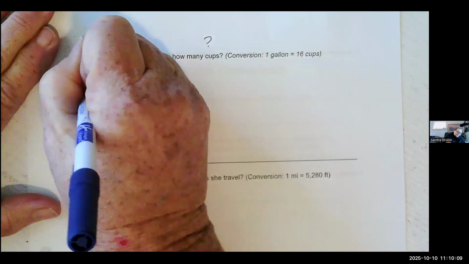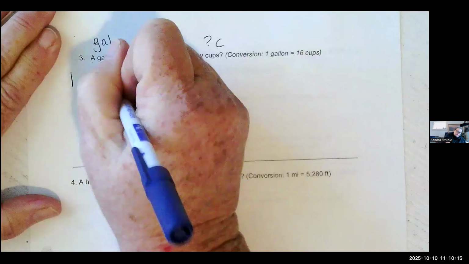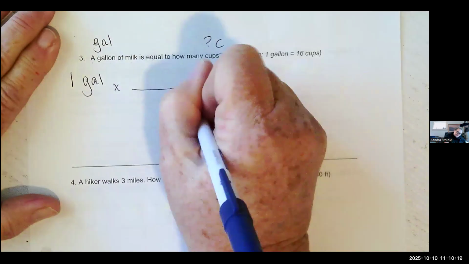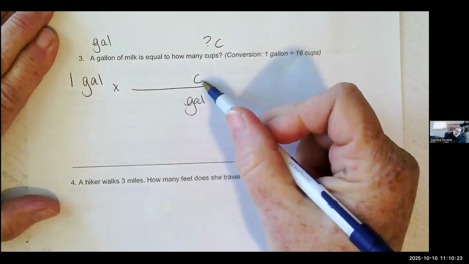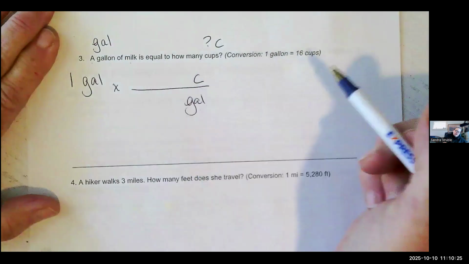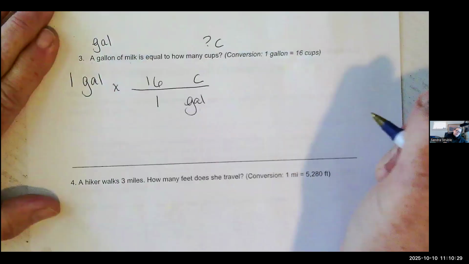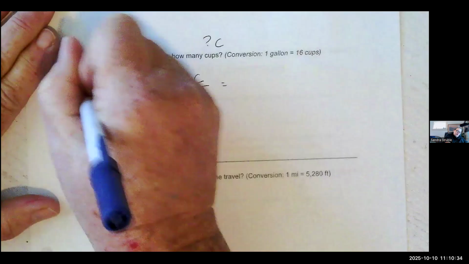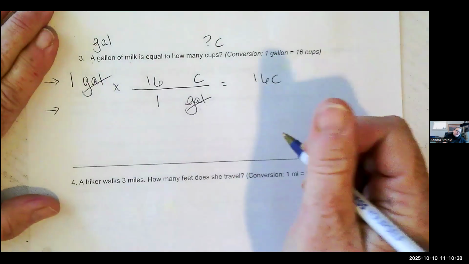So 1 gallon, and gallon can be written as GAL, cups is C, times, all right, we need to get rid of the gallons, and we're headed to cups. Once I get my units set up to where they're going to cross out and give me what I need, that's when I can plug in my numbers. 16 for cups and 1 for gallon. Multiplying straight across, my gallons are gone. 1 times 16 is 16. That's over 1, so it's just 16 cups.